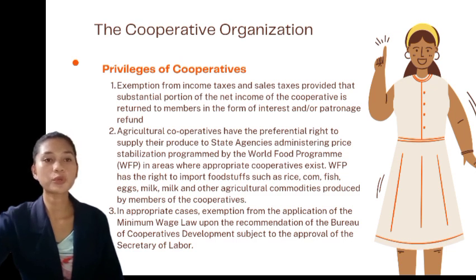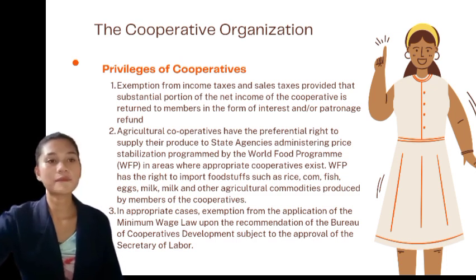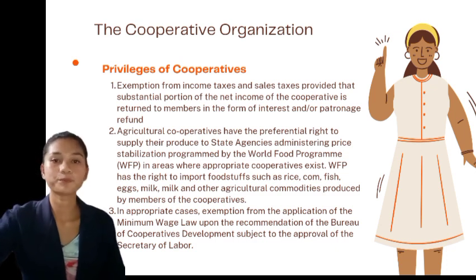WFP has the right to improve foodstuffs such as rice, corn, fish, eggs, milk, and other agricultural commodities produced by members of the cooperatives. And the last is, in appropriate cases, exemption from the application of the minimum wage law upon the recommendation of the Bureau of Cooperatives Development, subject to the approval of the Secretary of Labor.